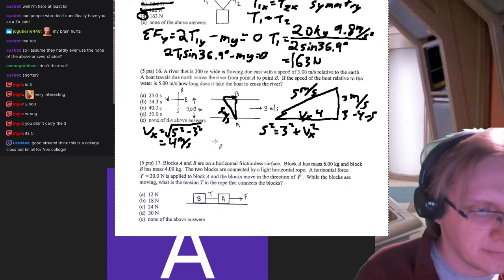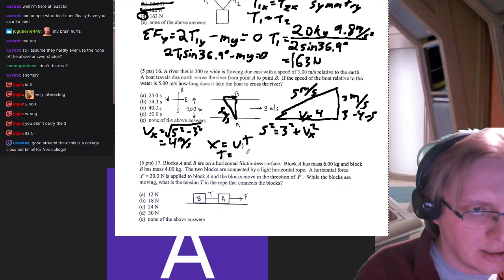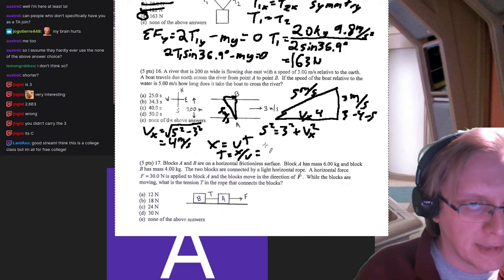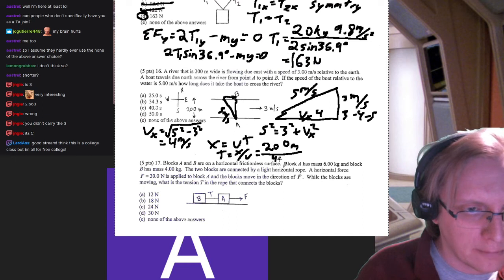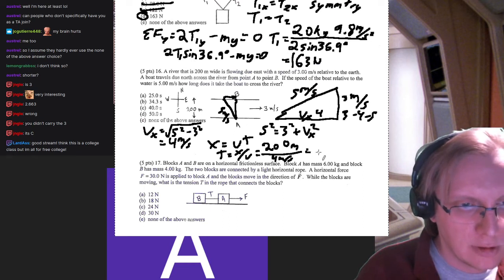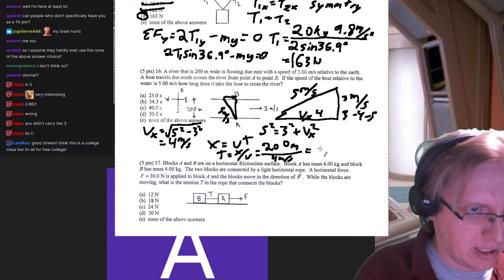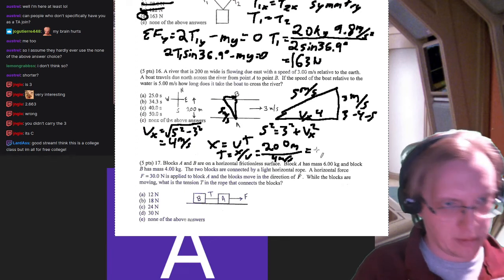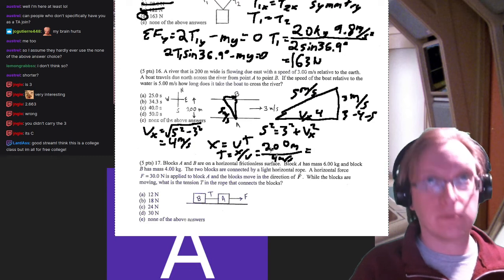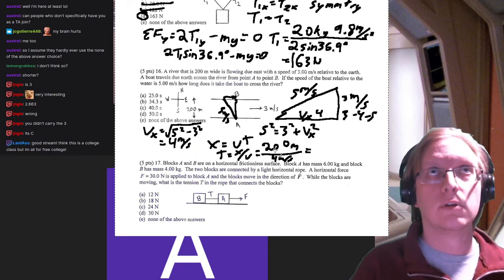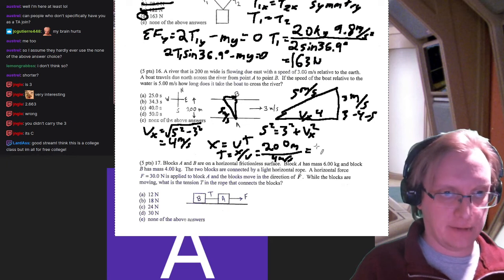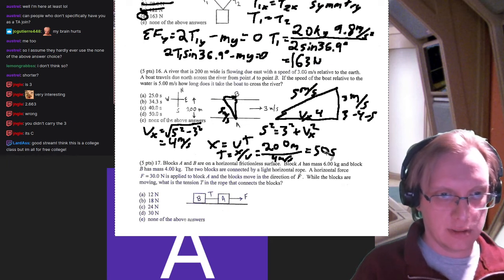All right, how long does it take to get across? x is equal to vt. T is therefore equal to x divided by v. We have 200 meters to cross, a velocity of 4 meters per second. I bet there's gonna be an 8 in there. No, it's not. 200 divided by 4 is 50 seconds. There we go.